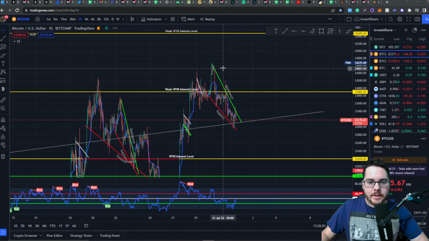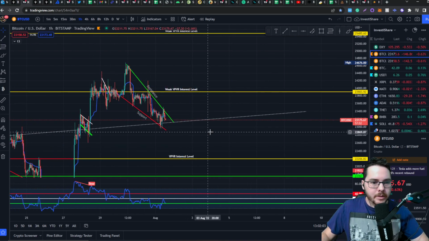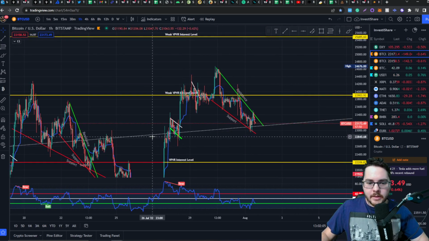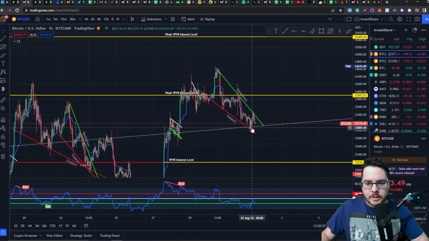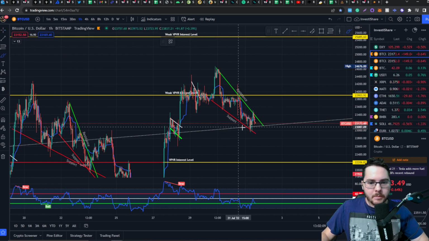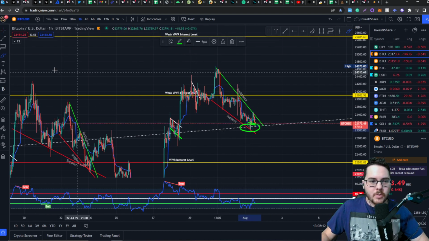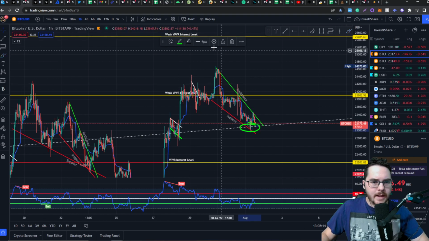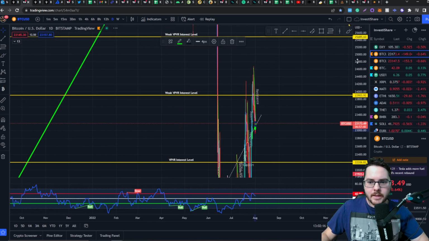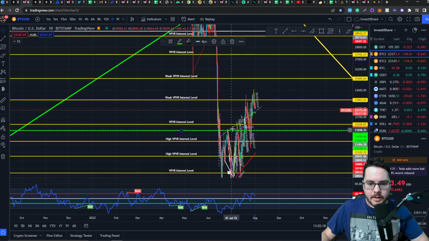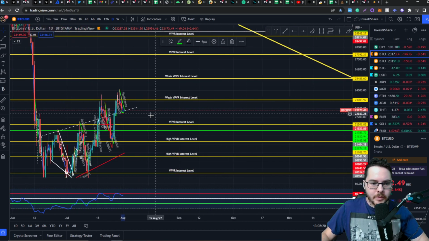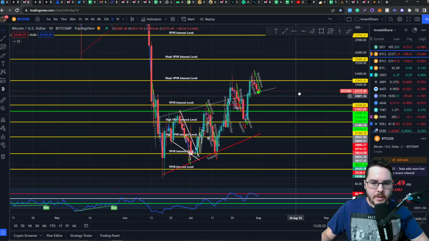Alrighty, so right here is the falling wedge formation on the hourly chart for Bitcoin. You can see that there's a support bounce right here, which is support that was once acting as resistance. If we go over to the daily chart, you can see right here this dotted line, this is the resistance that's now flipping as support right now as we speak.